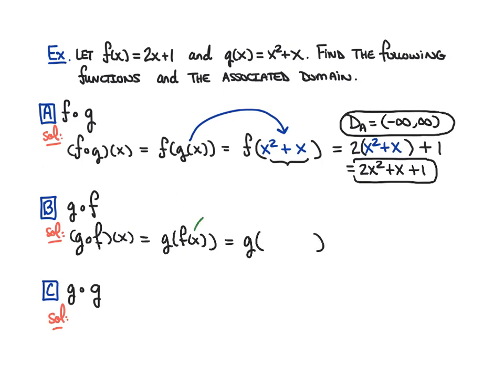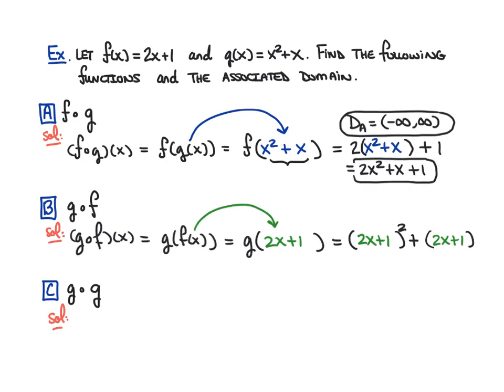So instead of f, we're going to write what f is. That's 2x plus 1. Now we look at the function g, and instead of the input x, we're going to put an input of 2x plus 1. So we have the input, which is 2x plus 1. That'll be squared. So it's x squared plus the input, which in this case is 2x plus 1.